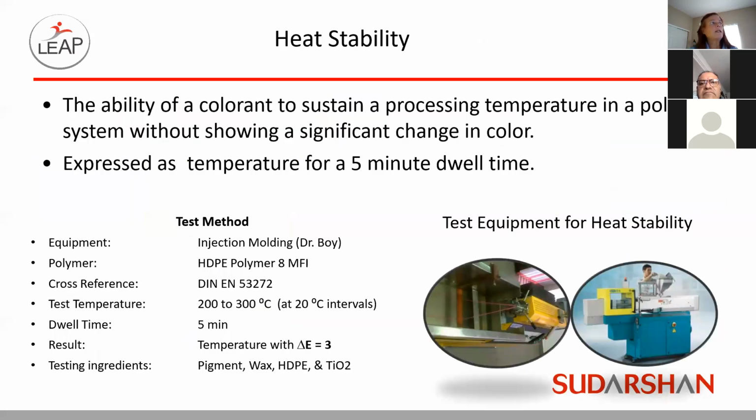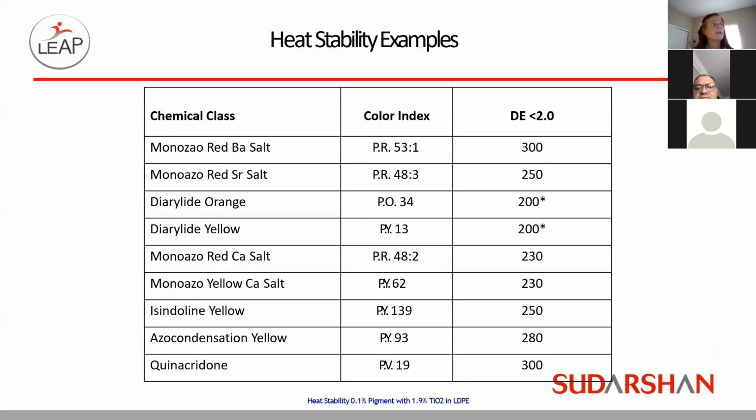As far as heat stability, again, this is an area where we attempt to assess the suitability in the various polymers that the colorant could be used in. And we express that as the temperature at which, for a 5-minute dwell time, the delta E change is 3 or less. So here are some examples of a number of color index colorants and their heat stability values.